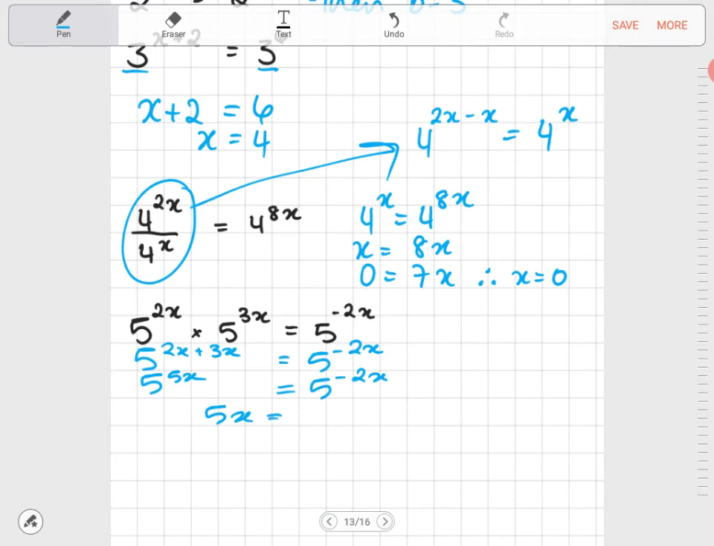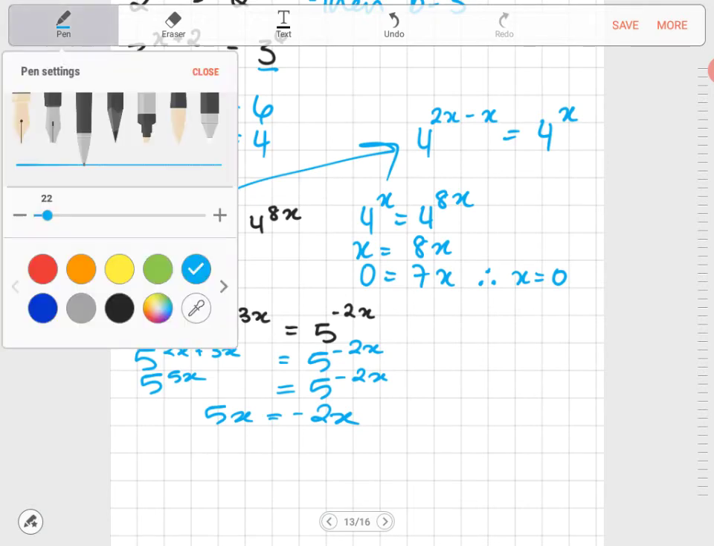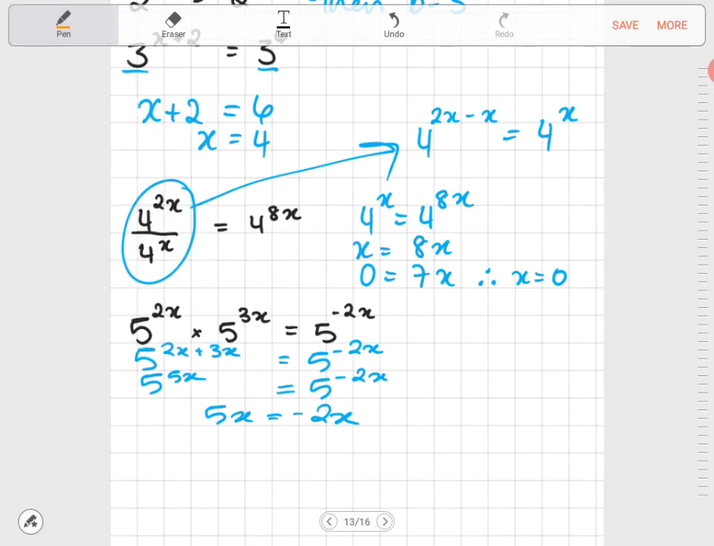alone. Okay, and then we're going to gather x's on both sides. So we are going to move our negative 2x. So we're going to add 2x here, we're going to add 2x here, and we result with 7x is equal to 0. And we know x is equal to 0 as before.